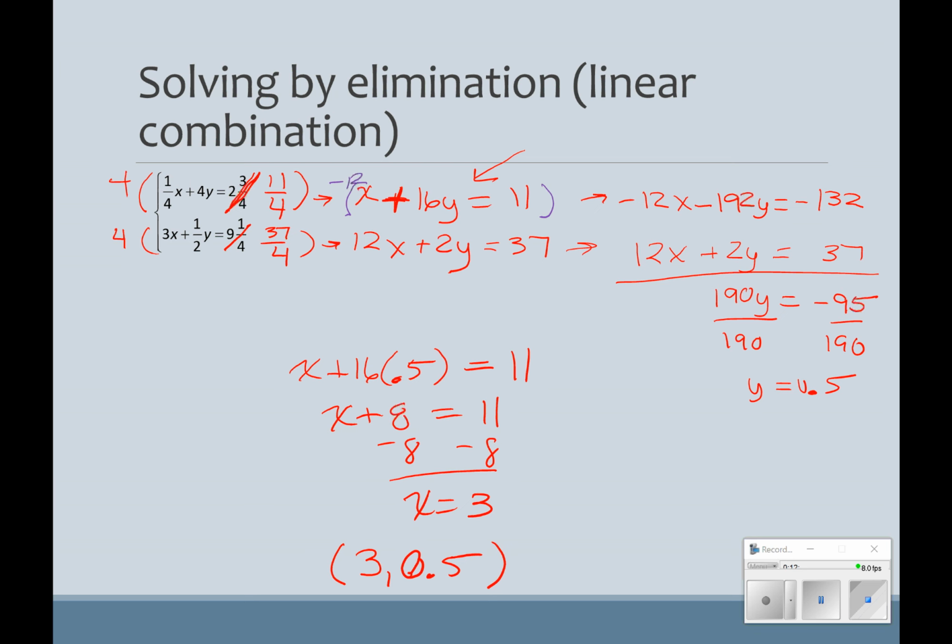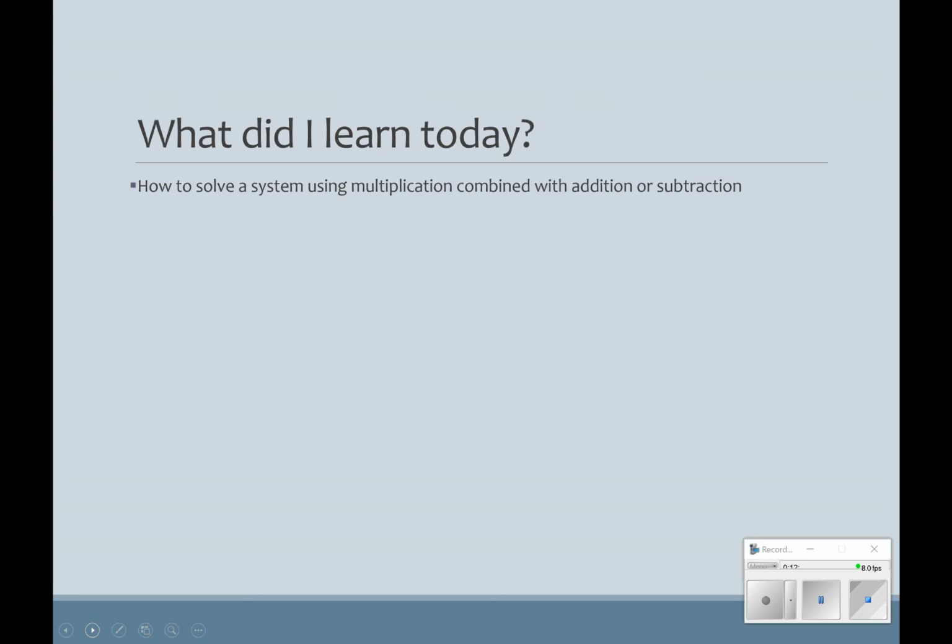Okay. So I looked at a couple different methods, or a couple different things solving by linear combinations. So we can multiply one equation all the way through, or both equations all the way through to get my variables to have opposite coefficients so they cancel out.